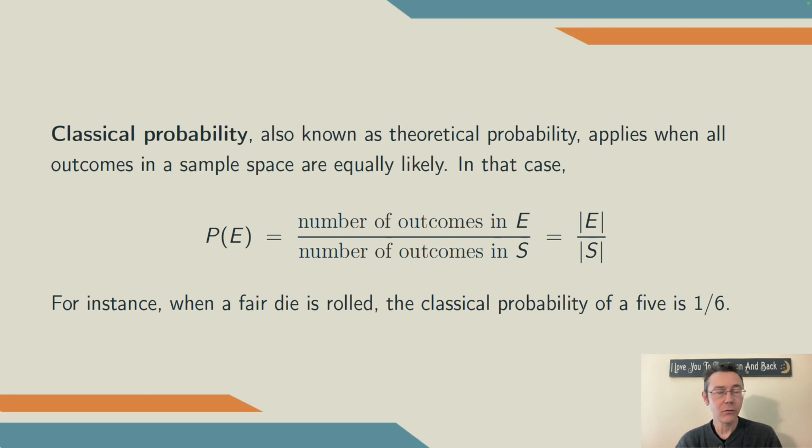So for instance, if you roll a fair die, there's 6 possible outcomes. So the size of the sample space is 6, that's the denominator. And there's just one outcome in the event E, when you actually roll the 5. So the classical probability of the 5 is 1 in 6.